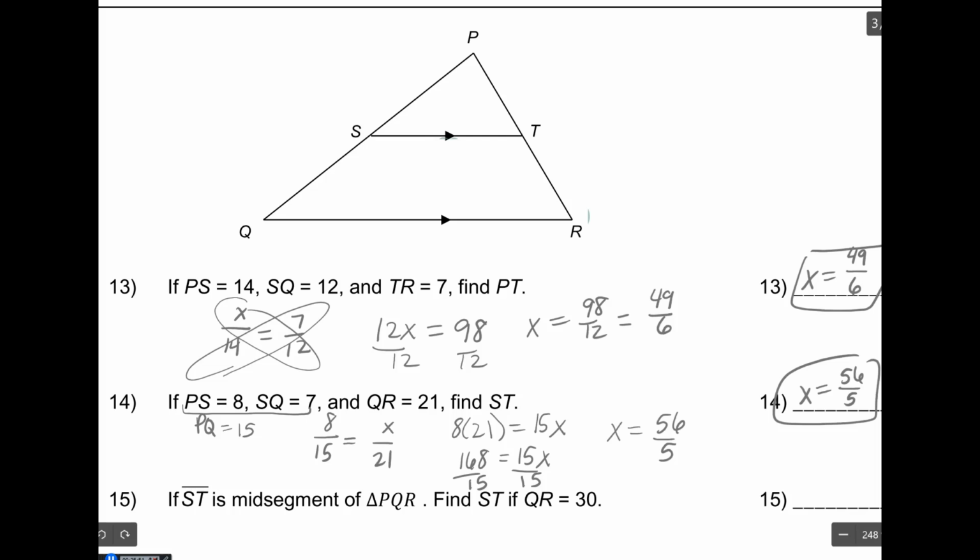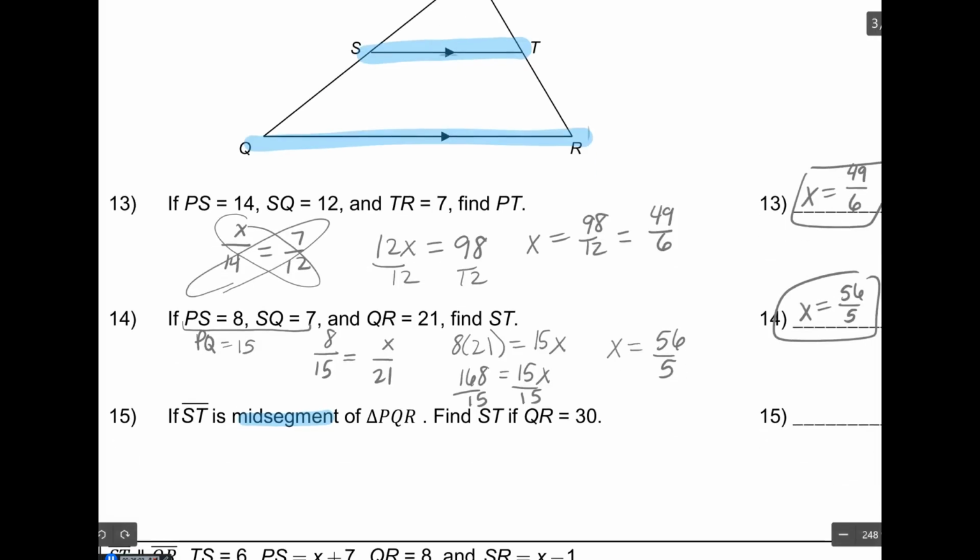It's the middle, right? And so a mid-segment means, how does the length of ST compare to QR? Well, the lines are parallel, but how's the length compare? ST is half of QR. The mid-segment is half of the long side underneath it. So if QR is 30, it's just going to be half of 30, which is 15. Yeah, pretty sweet.